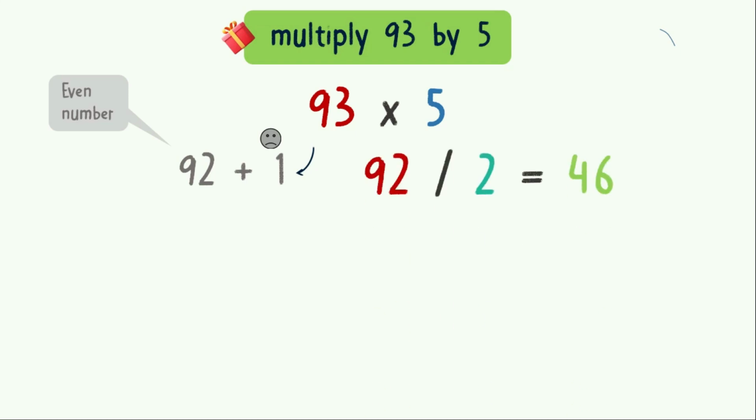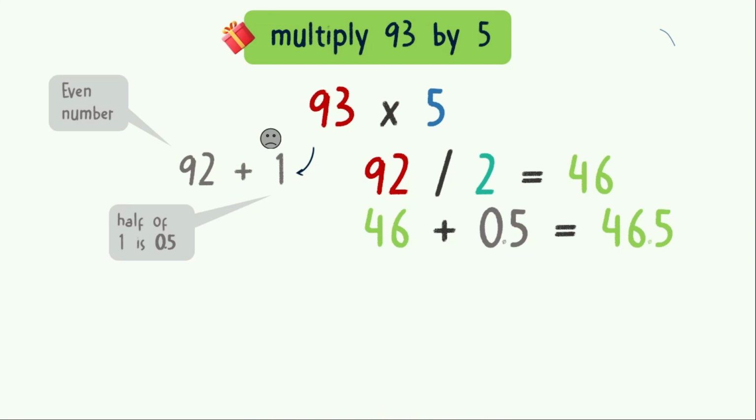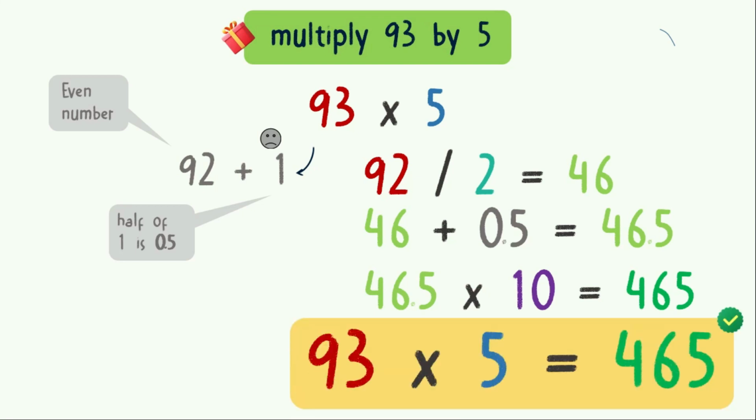So the next step is to divide the number you get, which is 92 here, by 2. That will give us 46, and 1 here, because we are going to use the half of it, which is 0.5. Just add 0.5 to the number you got previously. That will give us 46.5, and you just multiply it by 10, or you shift the decimal point to the right one time, and that is the correct answer.